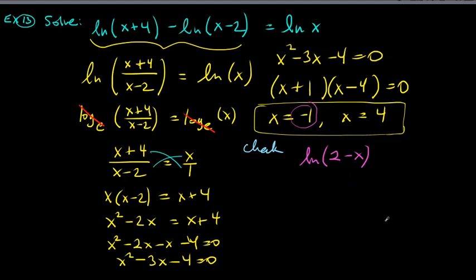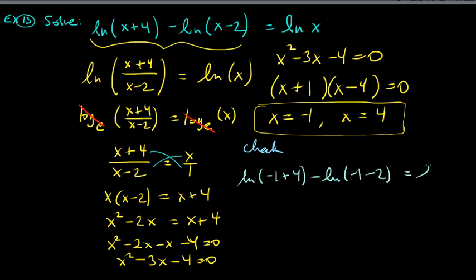So let's just check the negative 1, and you'll see that, yes, that does not work. So you get the natural log of negative 1 plus 4, so nothing wrong with that, minus the natural log of negative 1 minus 2. And we could stop there, of course, because this is the natural log of negative 3. And on the right, you have the natural log of negative 1. Both of those are just not allowed. They're undefined. So for that reason, we have to cross this out. Negative 1 is not a solution.